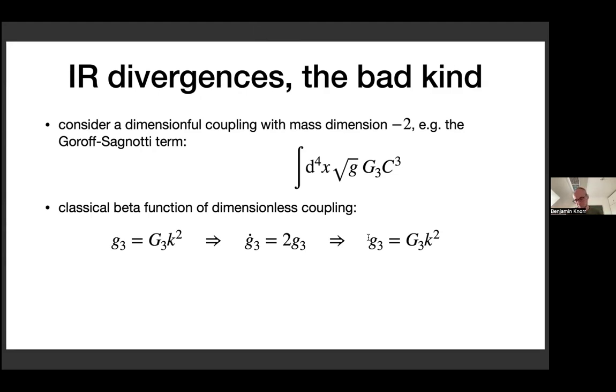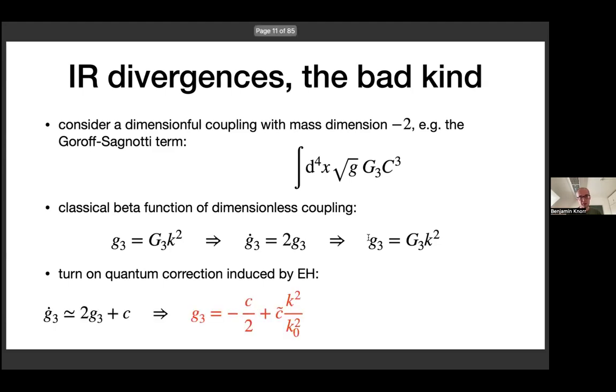Very simple. Good. So now you turn on quantum corrections, and I turn quantum corrections on just from Einstein-Hilbert. So you ask the question, what is the beta function of the G3 term if I introduce quantum corrections from an Einstein-Hilbert action? And as it turns out, to leading order, you will get a constant contribution to the beta function. There are higher order contributions, but they are not as important for the infrared as this constant term.